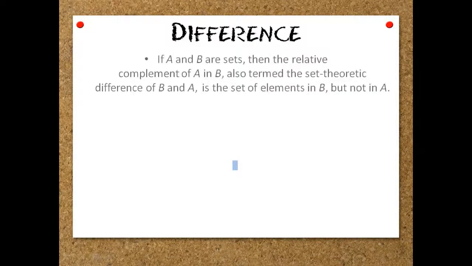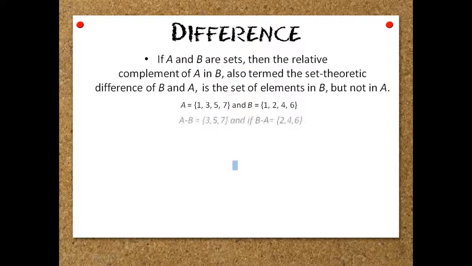Okay, next, difference. Difference is somewhat similar to complement. If A and B are sets, then the relative complement of A in B, also termed the set theoretic difference of B and A, is the set of elements in B but not in A. We still have this kind of example. A has elements 1, 3, 5, 7, and B has elements 1, 2, 4, 6. A minus B has elements 3, 5, 7, and we're going to use the Venn diagram to understand it better.